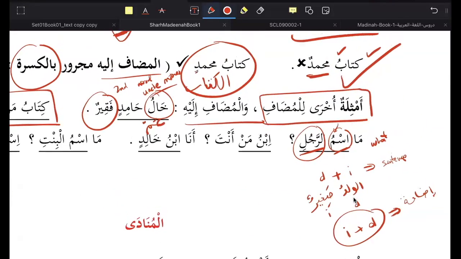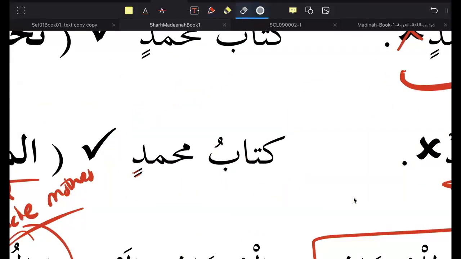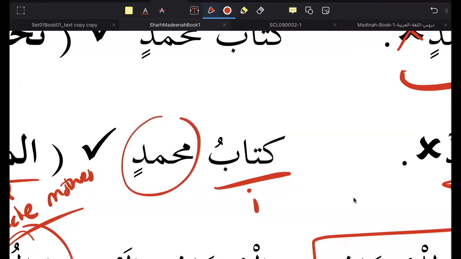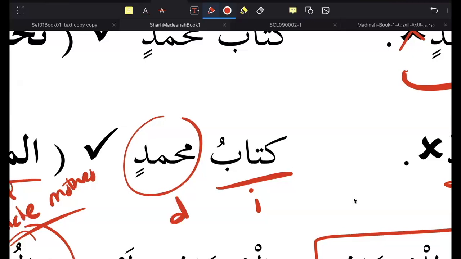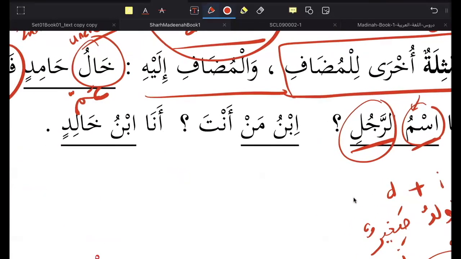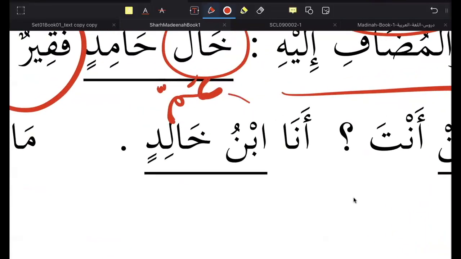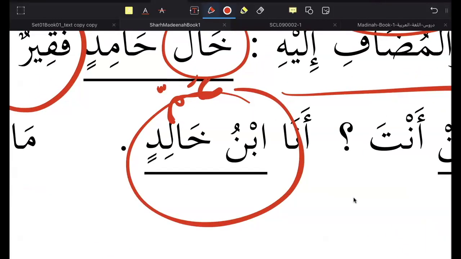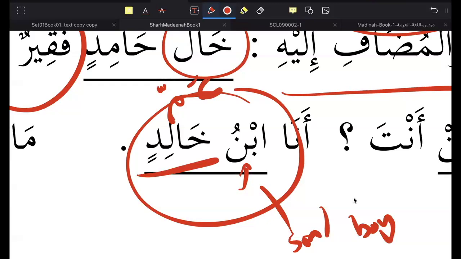Now, if you go back here, for example, Kitabu Muhammad, does our condition meet? The first one looks like indefinite. Okay, fine, that's true. There's no alif lam. So what about Muhammad? Is this definite? Remember, last lesson we talked about the proper names. Anybody's name is definite. Yes, it is definite. So as soon as you see something like that, for example, you look at Ibn Khalid. Ibn looks like indefinite, which means son, or it can also be boy. And Khalid is a name of a person, which is definite.